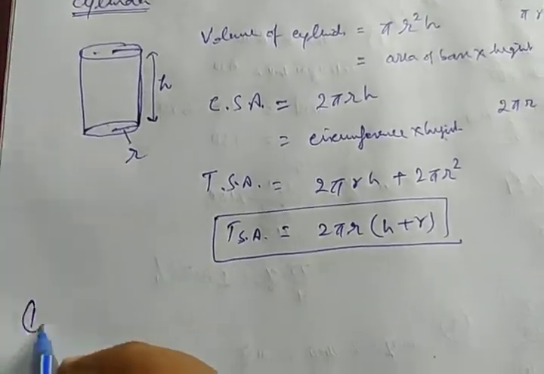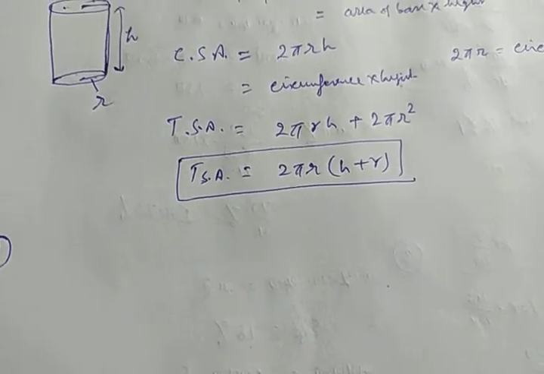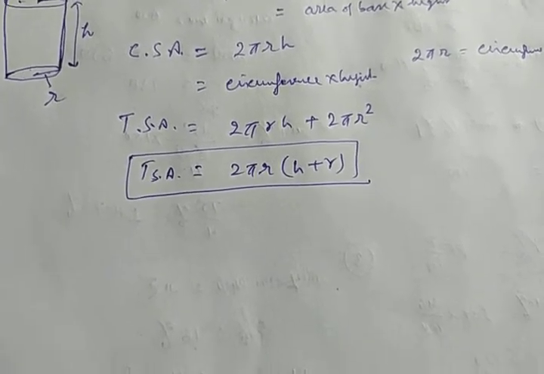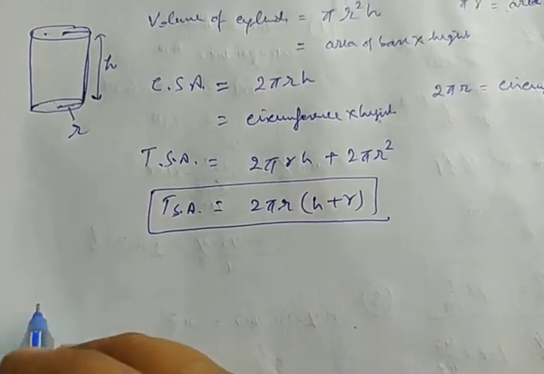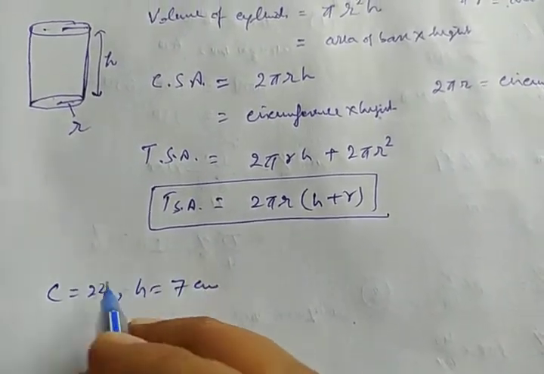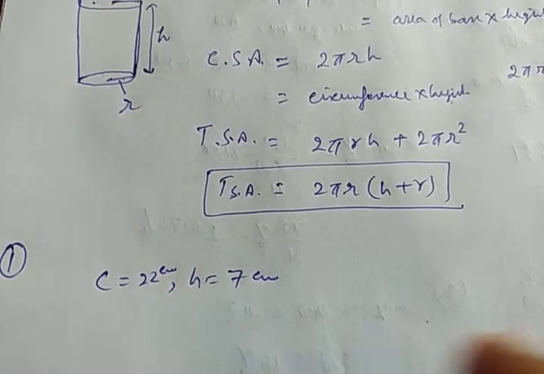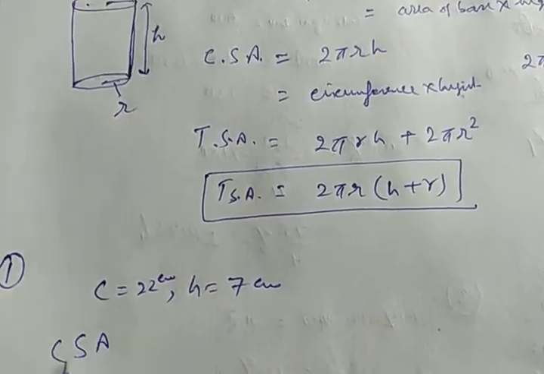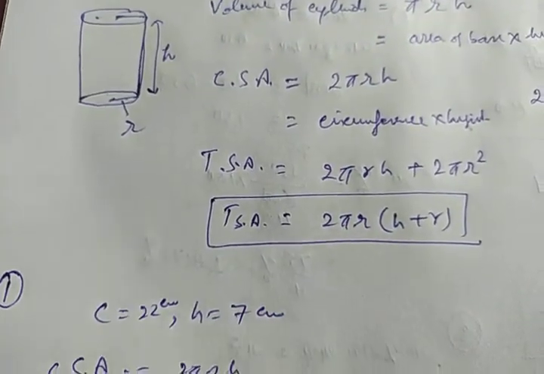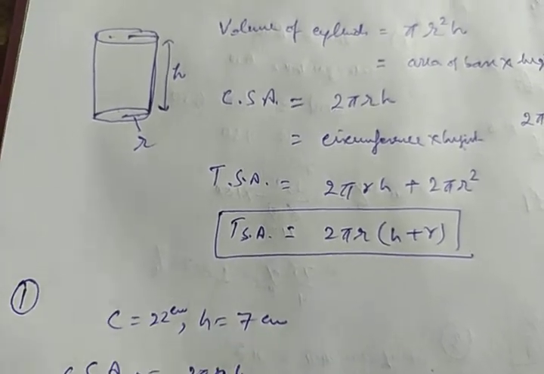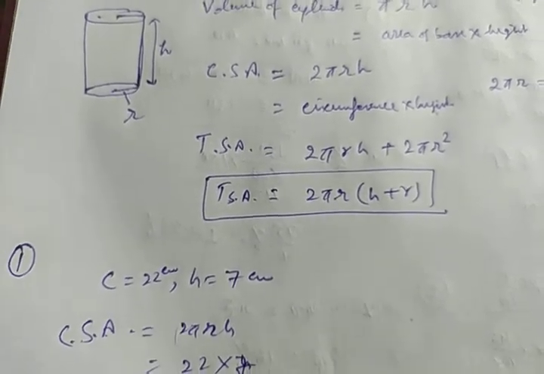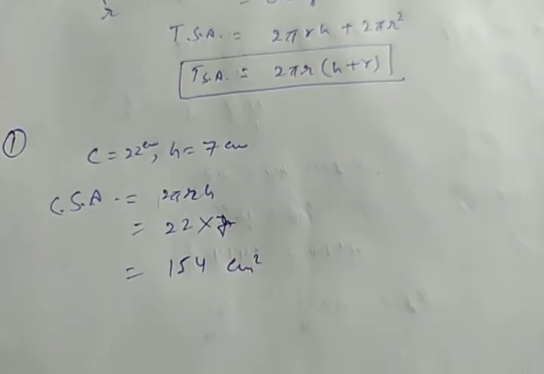Now let us discuss question number 1. Question number 1 is: circumference of the base of a cylinder. Circumference has been given. Circumference can also be denoted by letter C. C has been given 22 and h has been given 7 centimeter. The question is saying find the curved surface area. Then CSA will be equal to, formula for CSA is 2 pi r h, and 2 pi r has been given this much. It means 22 in place of 2 pi r and h 7. 22 times 7 is 154 centimeter square. This will be the area.